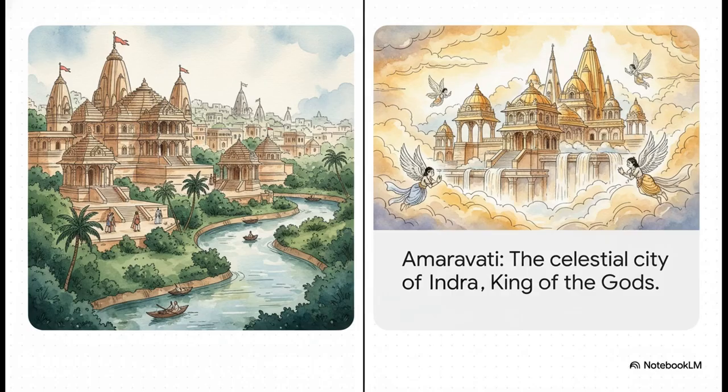It really does. What's fascinating here is the literal translation of the name Ayodhya itself. Oh, right. Because in Sanskrit, it is explicitly pointed out that Ayodhya means a city that is unconquerable. Unconquerable. It translates to a place against which it is absolutely impossible to wage war.